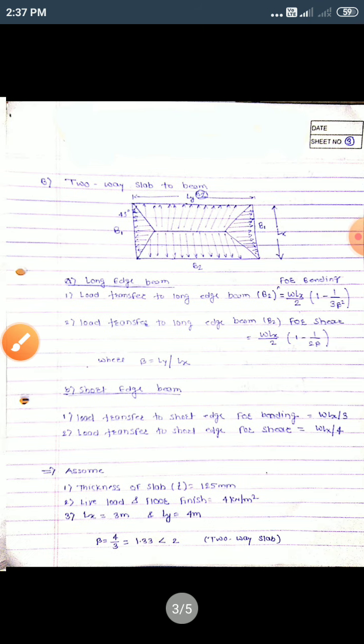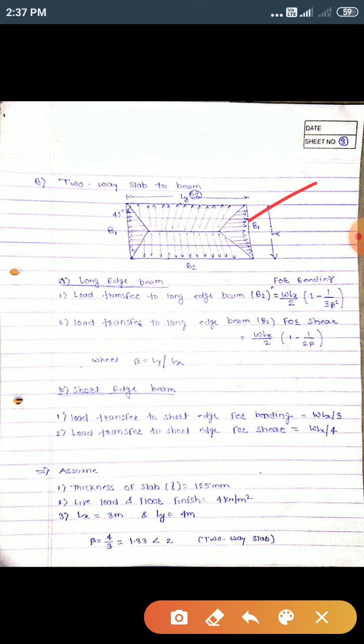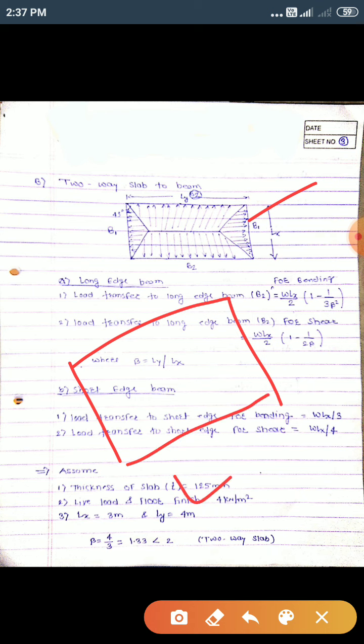Now after that, we will see how load transfers from two-way slab to beam. Now for two-way slab to beam, first we should draw this diagram. Okay, now see how to draw this diagram. If your two-way slab is there, and suppose this horizontal direction is Ly, and this vertical direction is Lx.